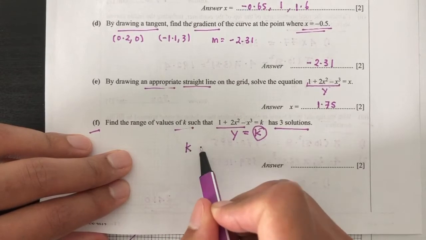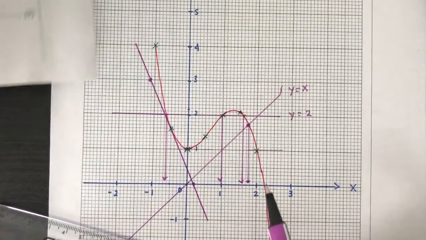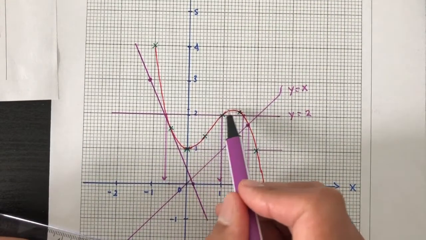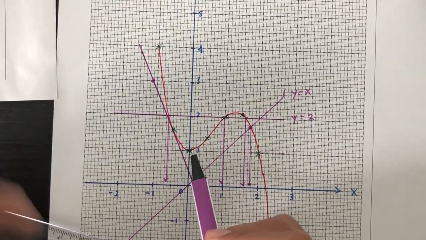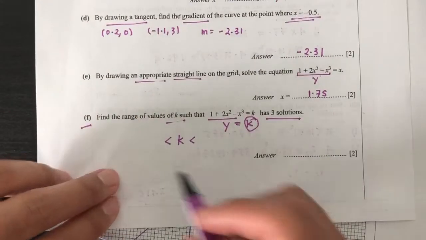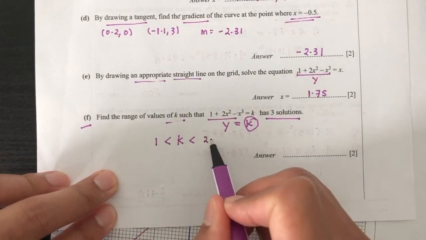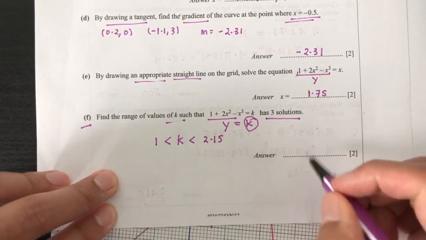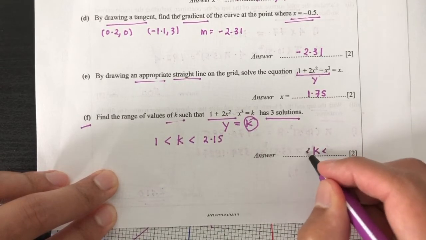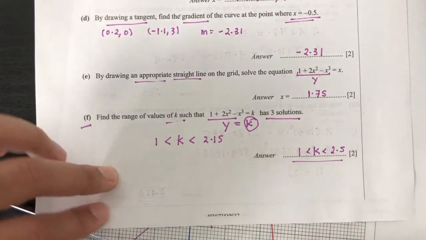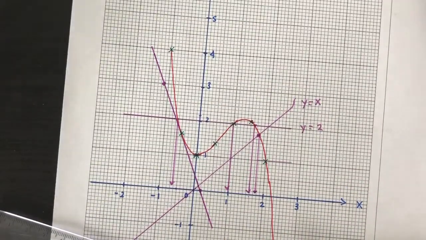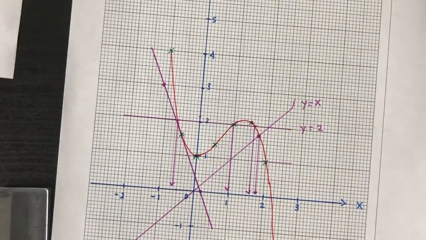So I hope you can understand the value of k is between two values. The max value for me shows to be 2.15, and the minimum value shows to be 1. So these are the values of k for which my graph has 3 solutions. So this is my value for k, and that will be question number 8.